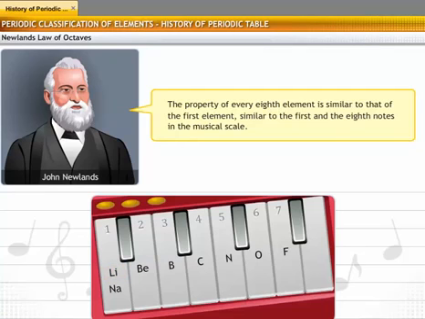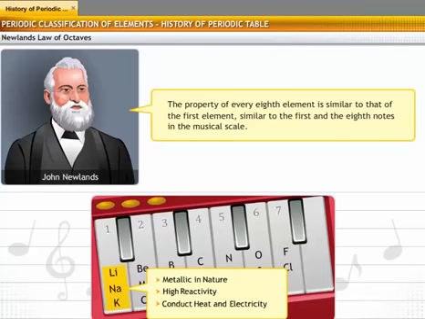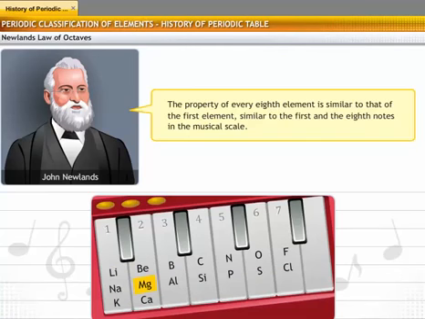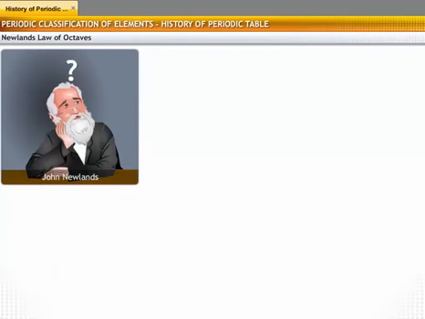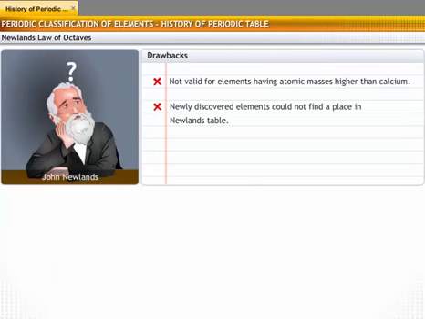Starting with lithium, the 8th element from lithium is sodium. Similarly, the 8th element from sodium is potassium. Lithium, sodium, and potassium show similar properties. For example, they are metallic in nature, have high reactivity, and conduct heat and electricity. Similarly, beryllium, magnesium, and calcium show similar properties. For instance, all the three elements are shiny and fairly soft. However, Newland's law of octaves failed because it was not valid for elements of atomic masses higher than calcium. Newly discovered elements could not find a place in Newland's table.